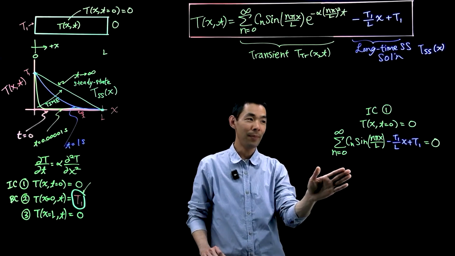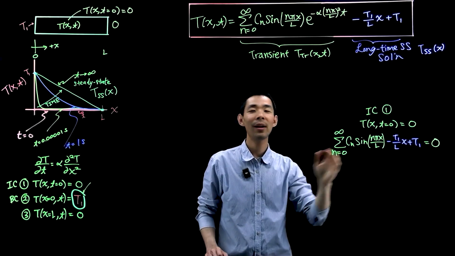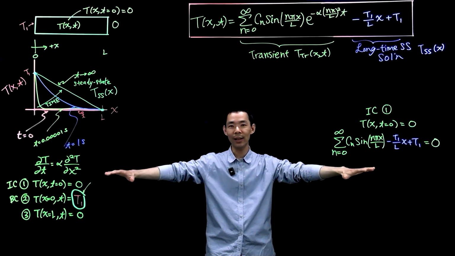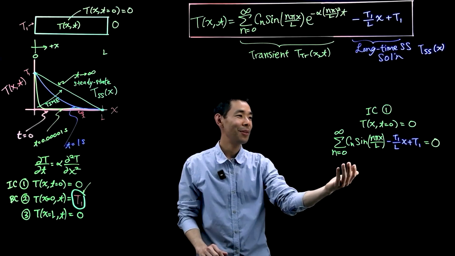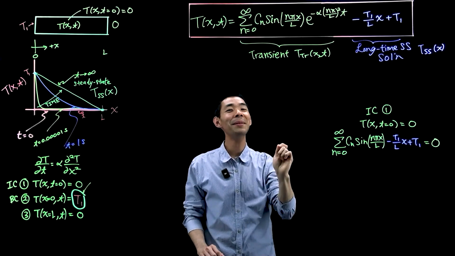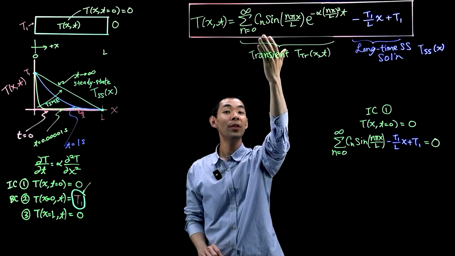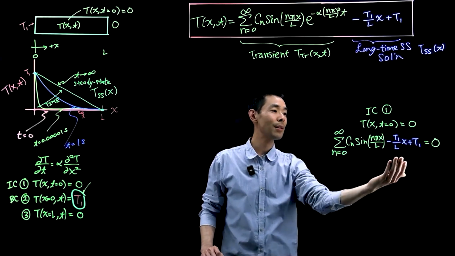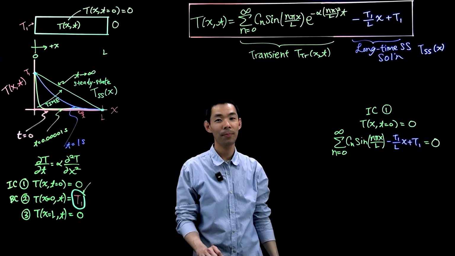Here's our initial condition. For all position x at initial time t equals 0, everywhere inside the domain is equal to 0 because the entire slab is at ice cold water, 0 temperature all the way across. We're going to evaluate time t equals 0. This exponential just becomes 1, and therefore all you're left with is the C sub n, the coefficients we're trying to find, times the sine, the entire steady state solution. This whole thing must be equal to the right-hand side, equal to 0.